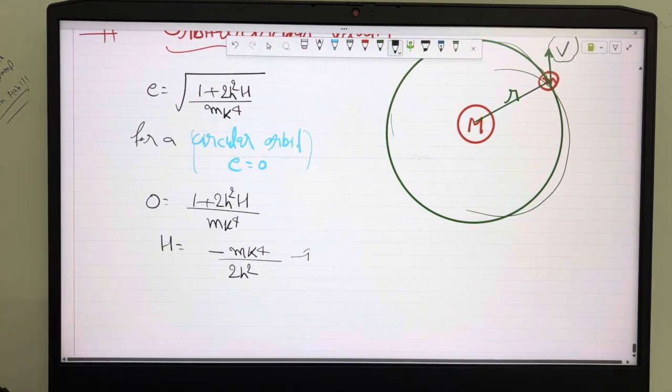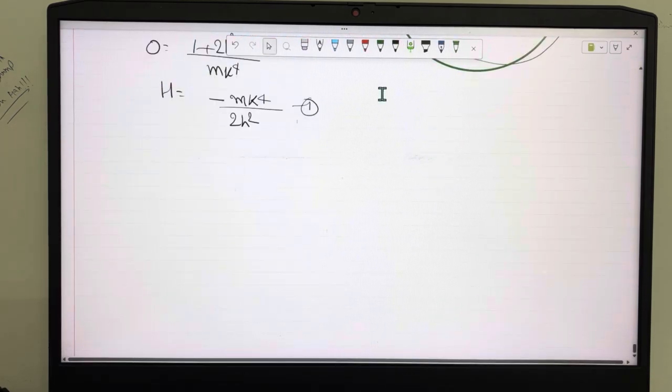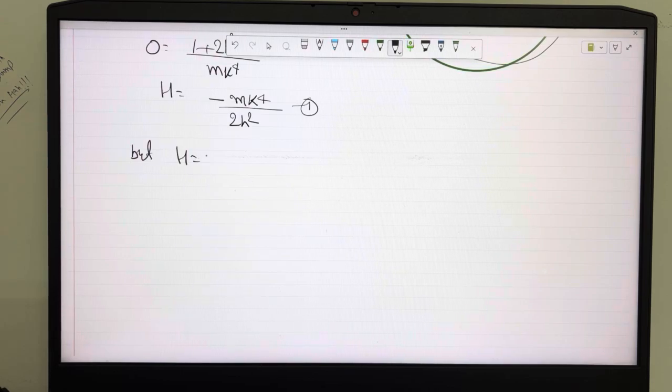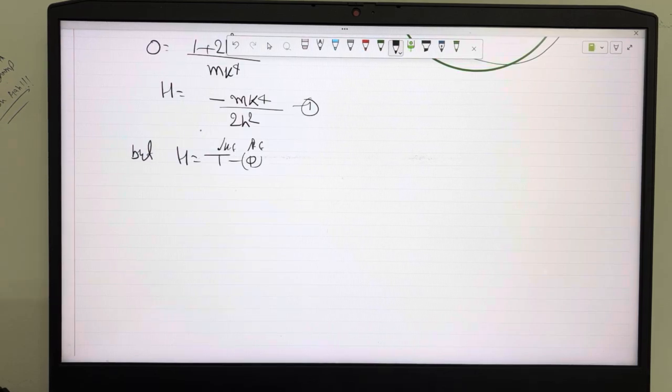This is your equation number 1, right? But h is nothing but your t minus 5, that is your kinetic energy, this is your potential energy. Write this: minus m k power 4 divided by 2h square is equal to 1 by 2 m velocity square minus G small m capital M divided by r.